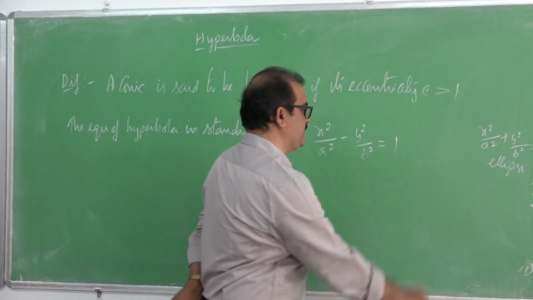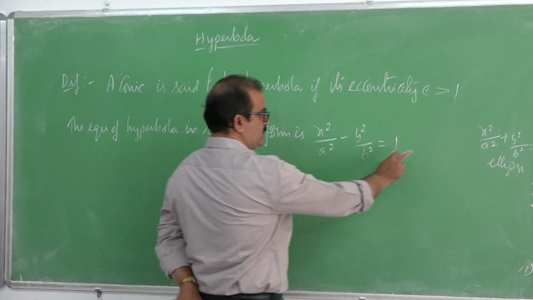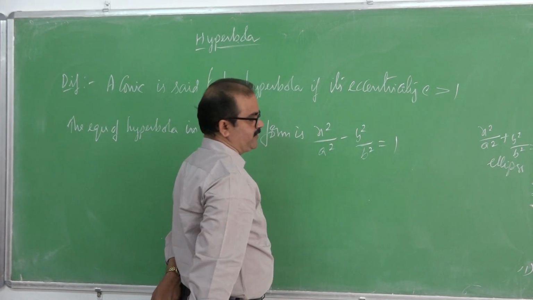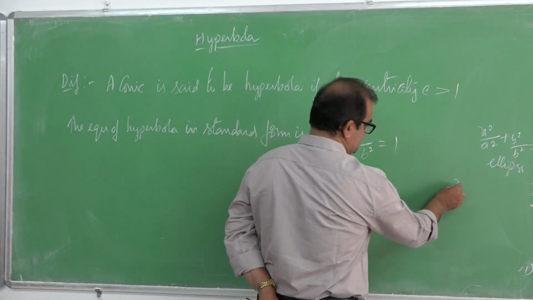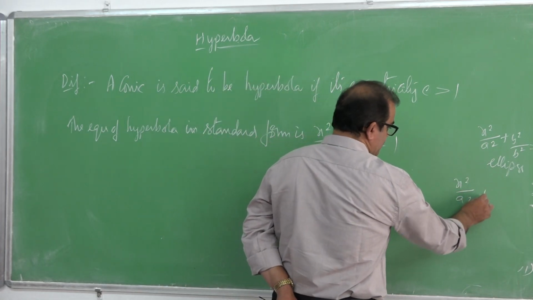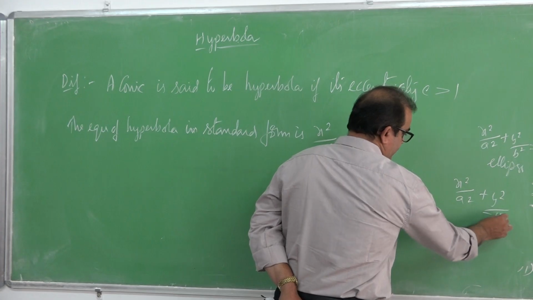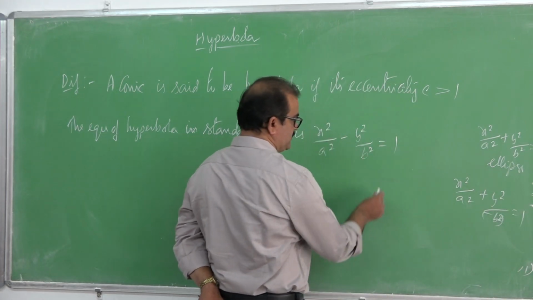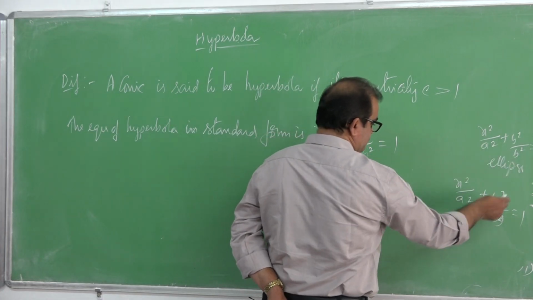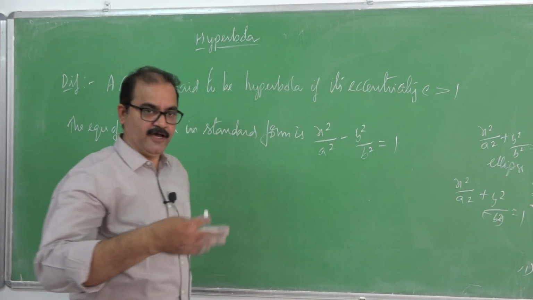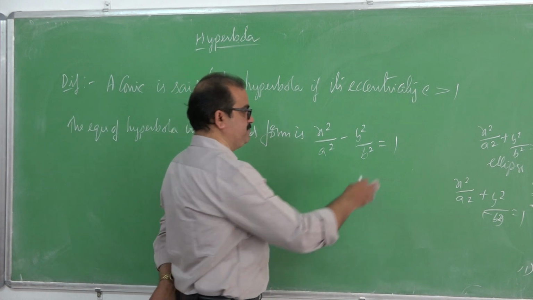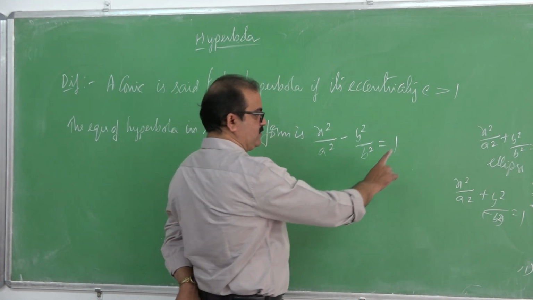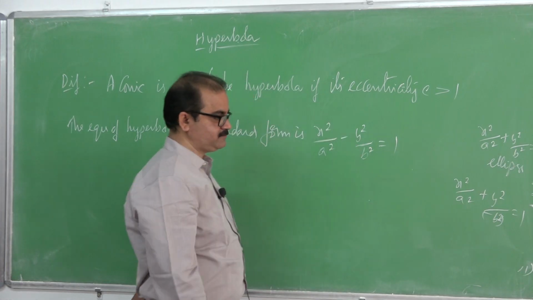You observe the difference between these two. In place of plus b square, here it is minus b square. We write this equation as x square by a square plus y square by minus b square is equal to 1 also. So in formulas also, in place of b, you take minus b. That is the only difference between ellipse and hyperbola.